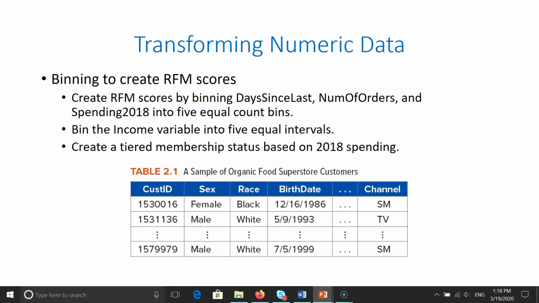A common practice for creating RFM score is to create bins of equal counts. In this case, we are going to create RFM scores by binning the variables days since last, number of orders, and spending 2018 into 5 equal count bins. And then we are also going to bin the income variable into 5 equal interval bins. And finally, we are also going to create a tiered membership status based on the customer's 2018 spending.